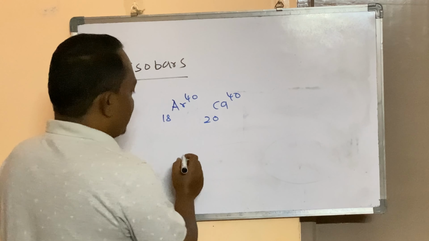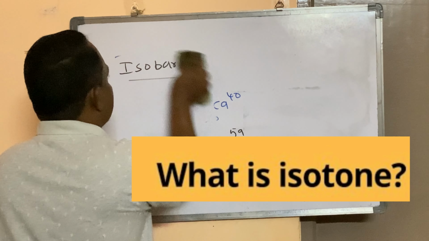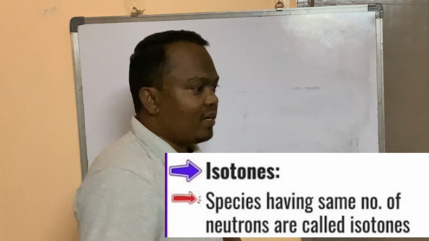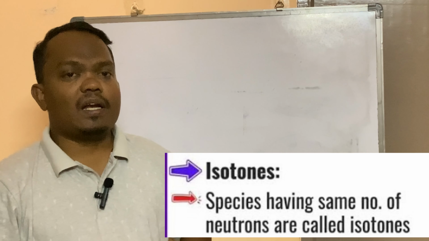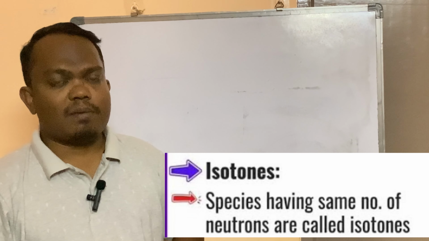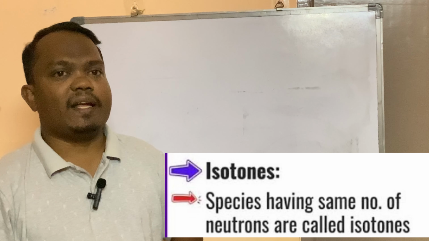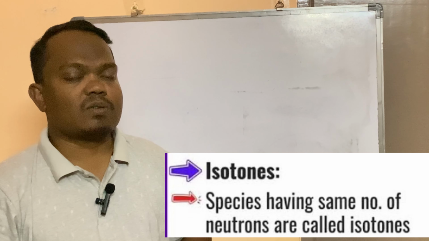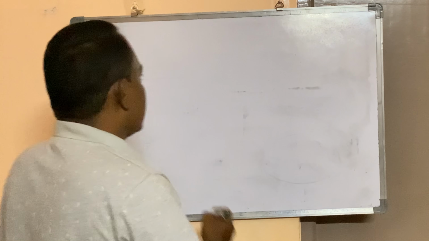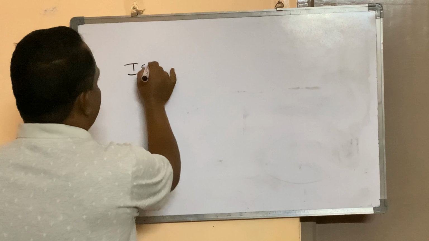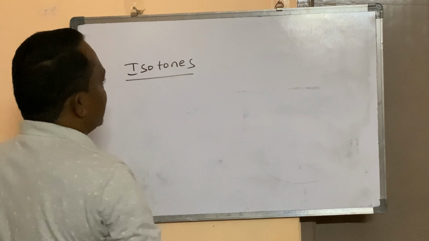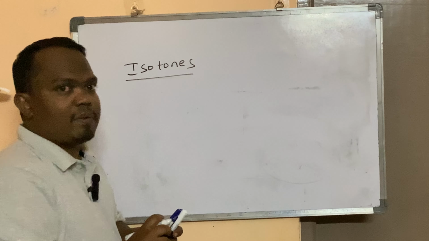So let me take one more, isotones. What do you mean by isotones? Isotones have different atomic numbers and different mass numbers, but when we take the number of neutrons, it is the same. Isotones have different atomic number, different mass number, but the same number of neutrons.